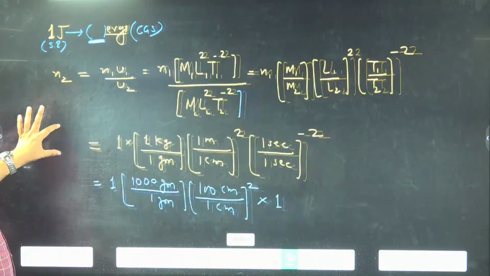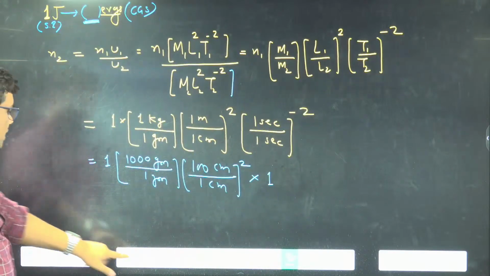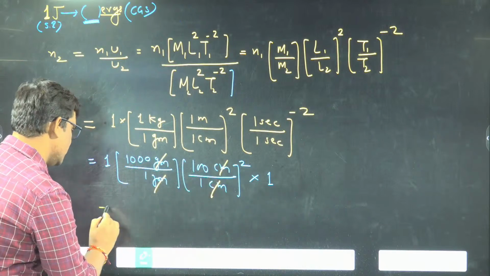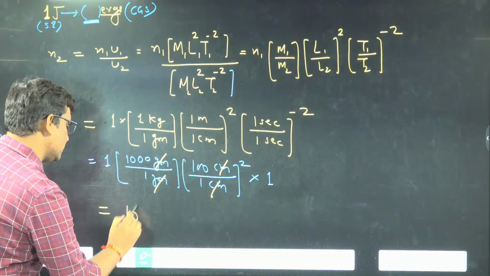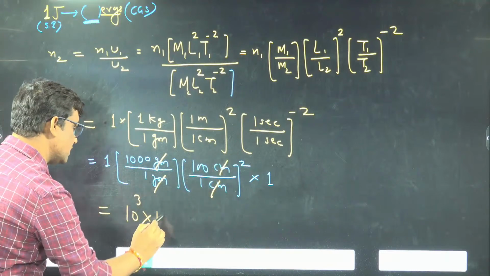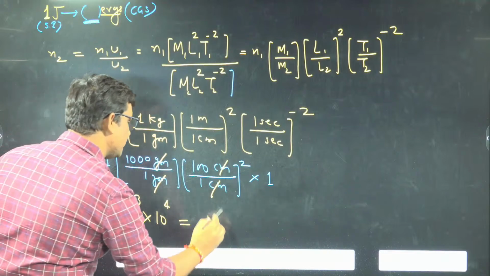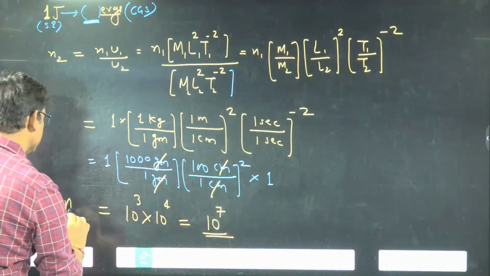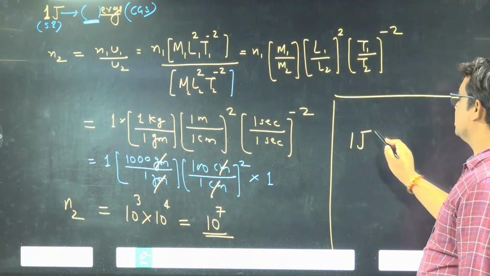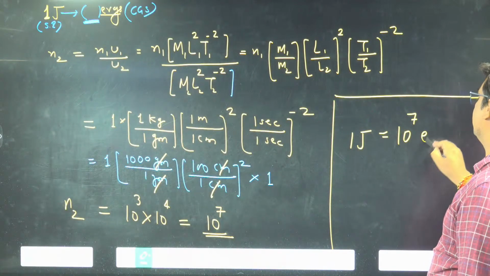Let's do this calculation. Gram is cancelled, centimeter is cancelled. So how much is left? This is 10 power 3 here, and this will be 10 power 2 square, so this will be 10 power 4. So the answer becomes 10 power 7. So you got the value of N2 as 10 power 7. You can write the answer finally: 1 joule is equal to 10 power 7 erg.